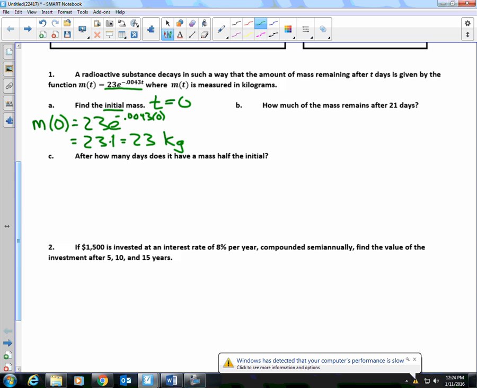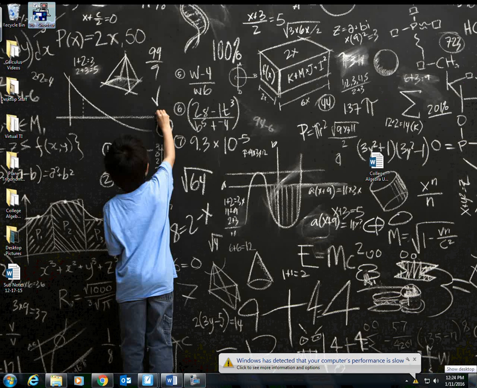Now it's going to decay, so that means you're going to have less material as time goes on. So how much mass remains after 21 days? What do you think I plug in? 21. So m of 21 is equal to 23 e to the negative 0.0043 times 21. And for that, we're going to need to take out our handy-dandy calculator.